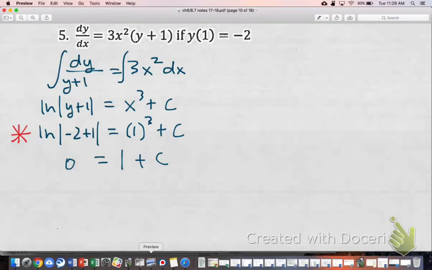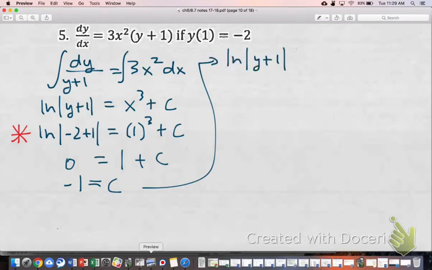Okay, so here we go. Let's finish this off. Of course, you guys can see that c equals -1. And so then maybe you'd come over here and say natural log of absolute value of y plus 1 is equal to x cubed minus 1. At this point, we're moving along pretty good. And we thought, cool, the absolute values did their thing. All I have to do now is, yes, sir.